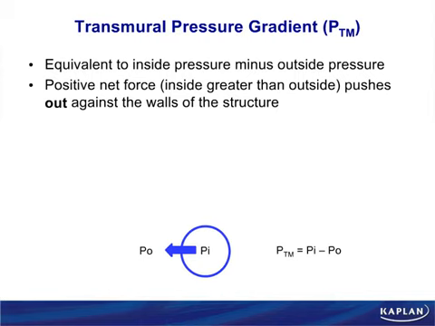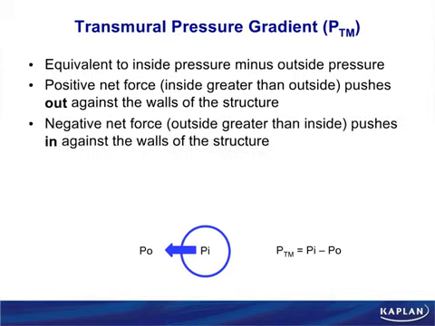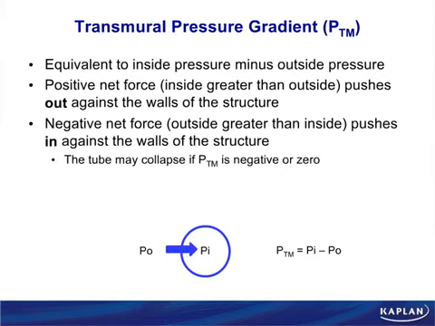Now, if the transmural pressure gradient becomes negative, that means outside pressure is greater than inside. Outside is greater than inside. So now the force direction reverses. Notice how the arrow is going inward. And if I have no transmural pressure gradient, or more importantly, a negative transmural pressure gradient, that's a net force pushing inward. And collapsible tubes may collapse. They could collapse even if it's 0, depending upon their forces, i.e. alveoli, which have that inward recoil force.